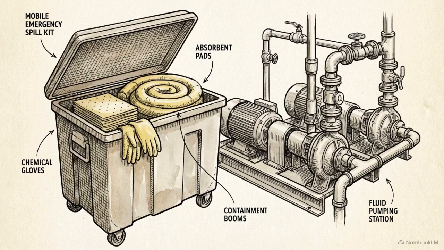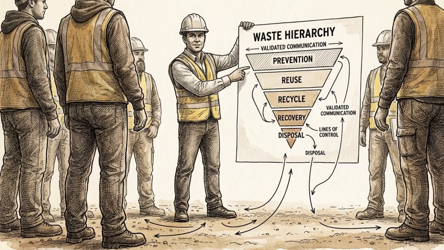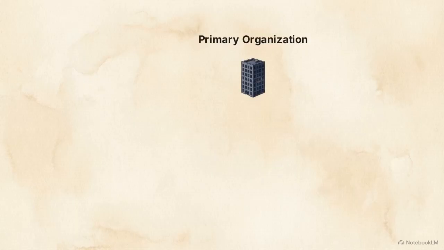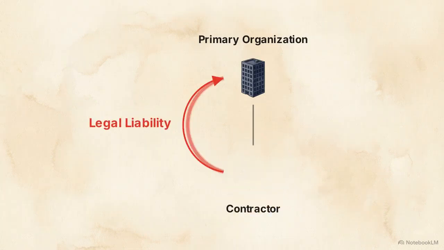Third, audit the response tools. Confirm that fully stocked spill kits are highly accessible near high-risk areas to immediately neutralize accidental fluid releases. Fourth, validate communication. Ensure all external contractors understand the site rules, the waste hierarchy, and their specific environmental liabilities. This last point is critical due to vicarious liability. The law dictates that the primary organization holds the ultimate legal responsibility for the environmental failures of its contractors.